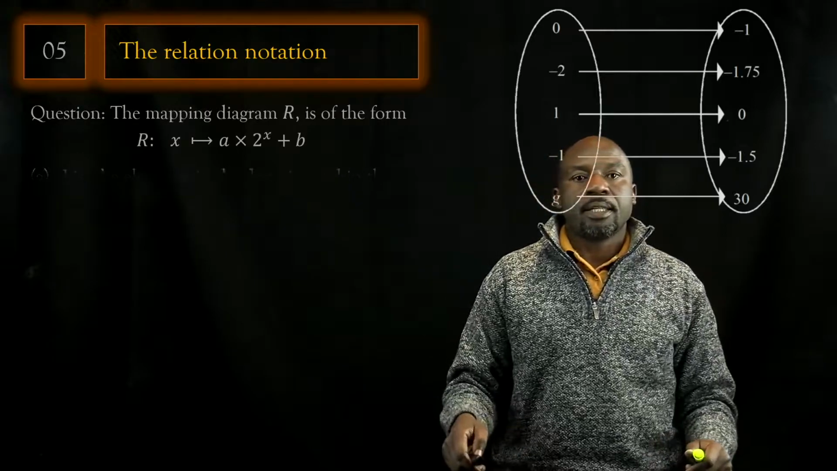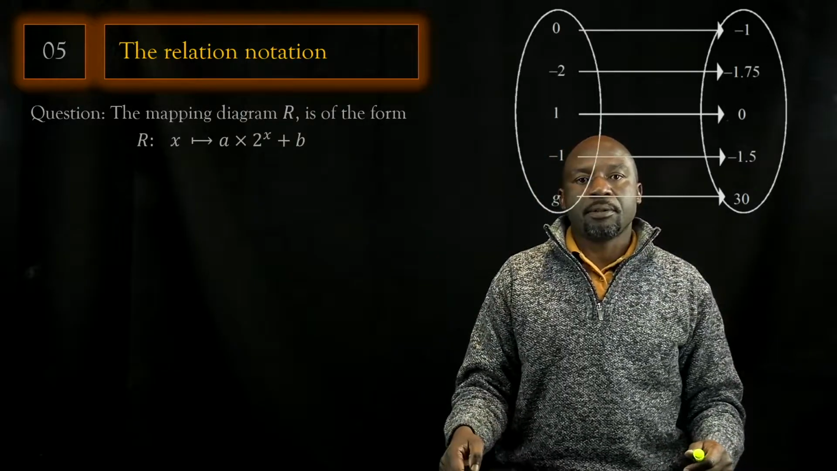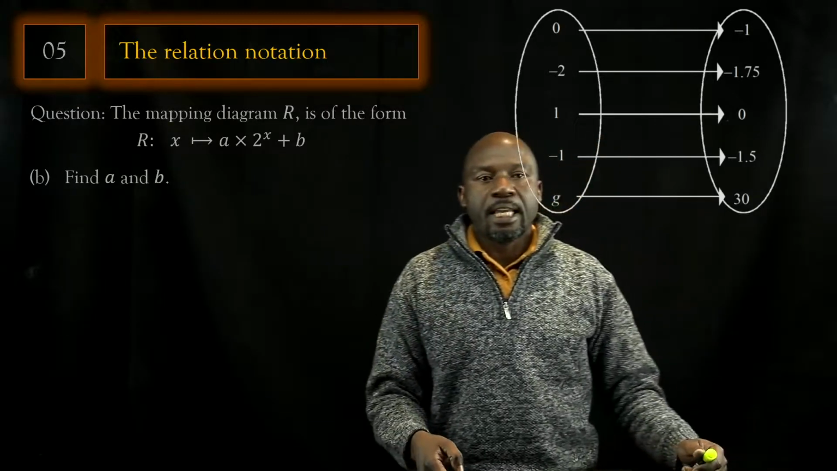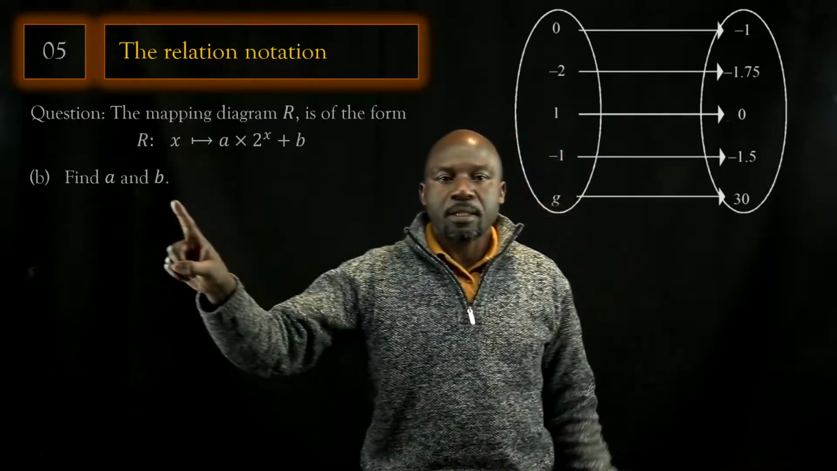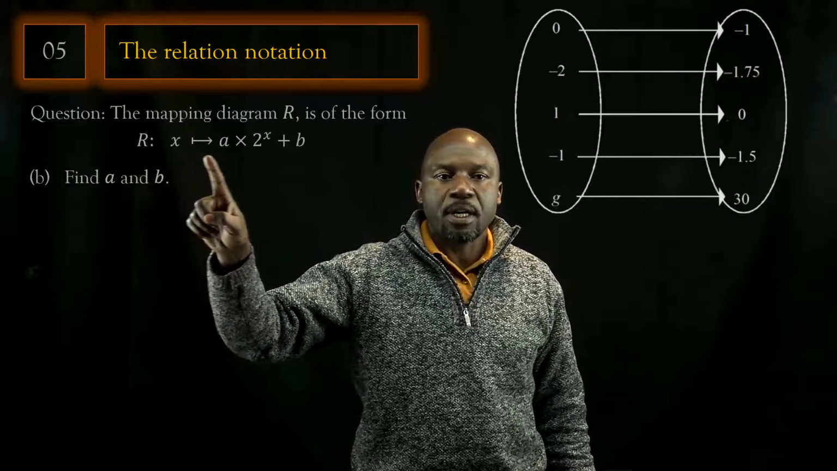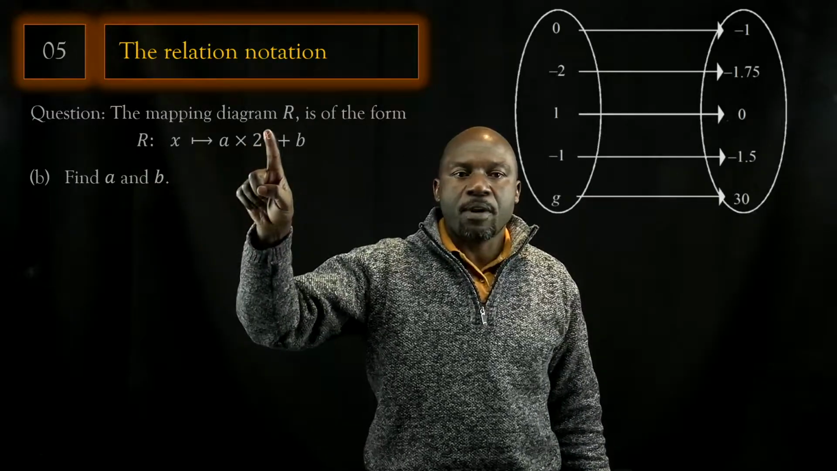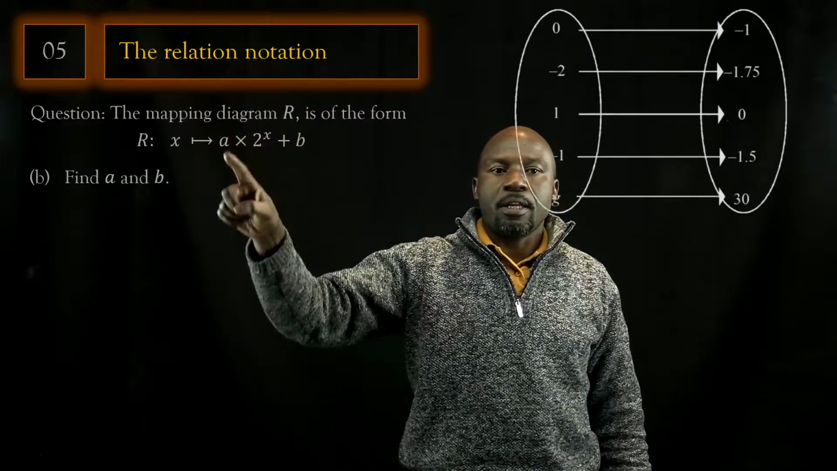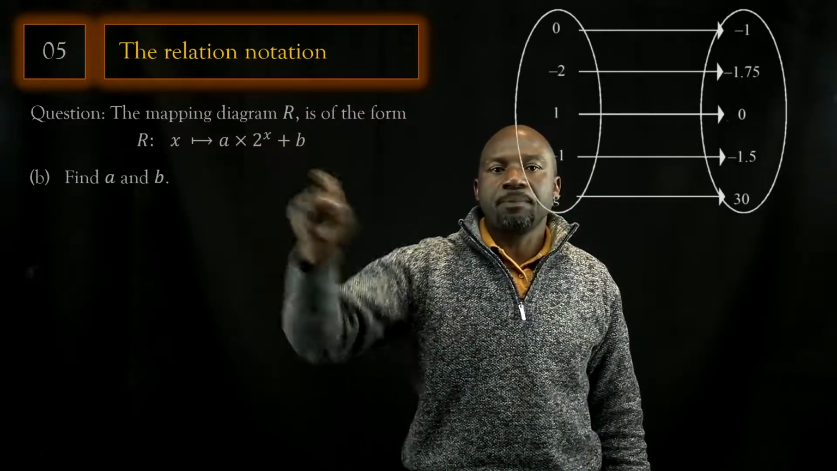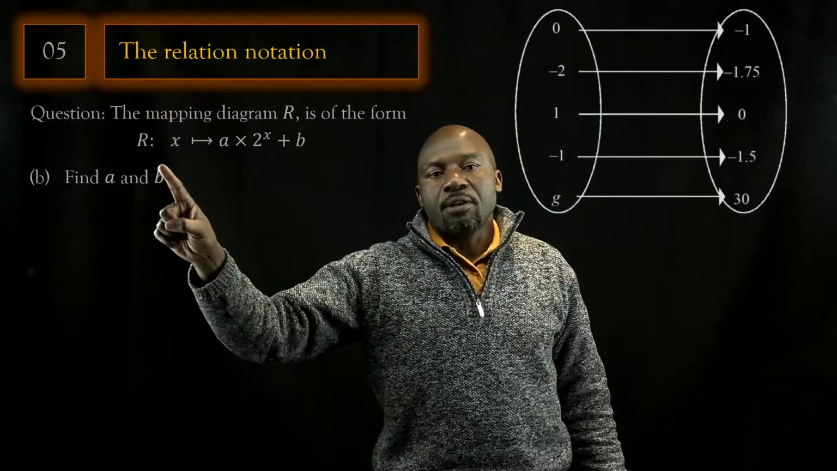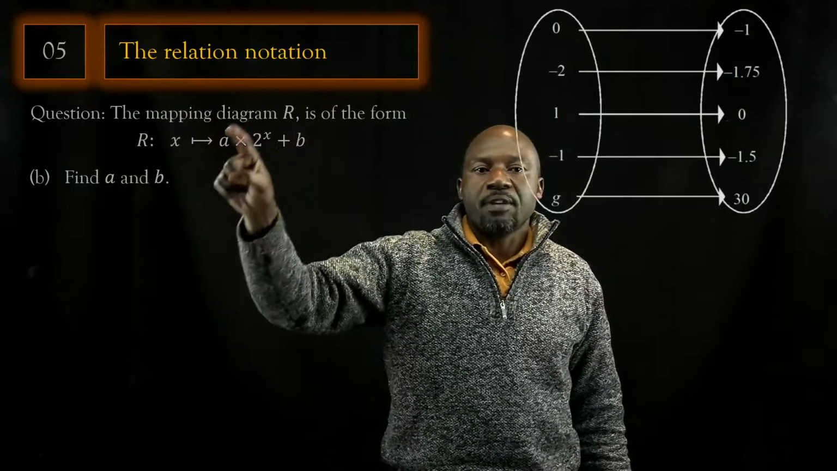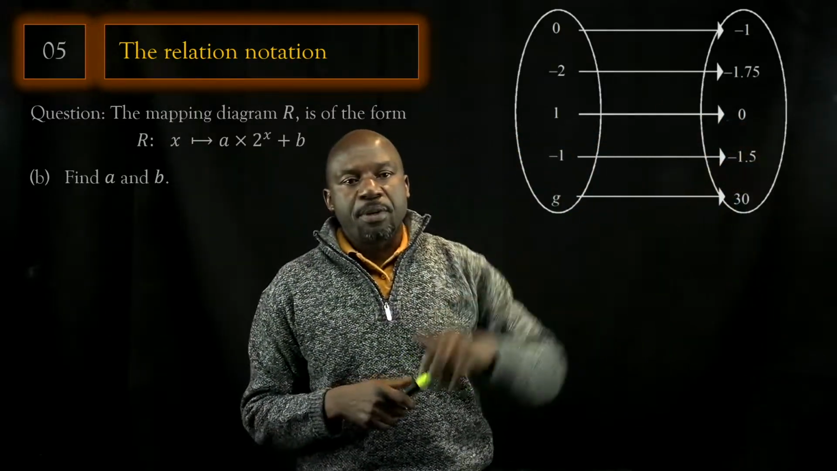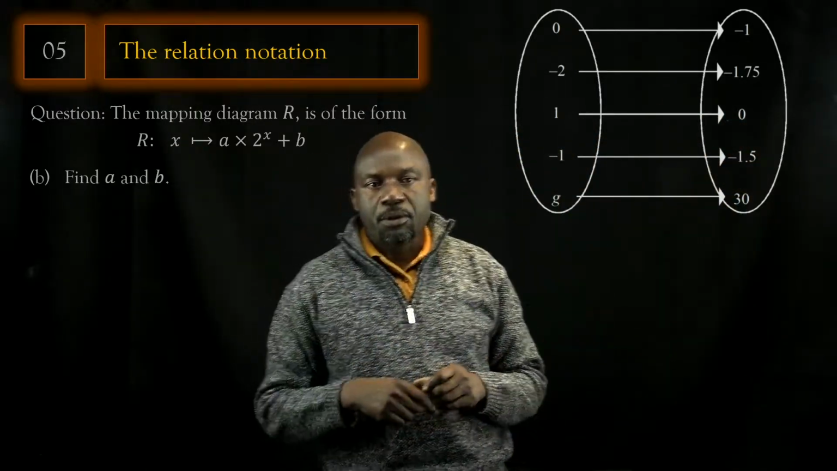The next part is for us to find A and B. So now look at this. This is saying R is such that X becomes A times 2 power X plus B. If you look at this clearly, this is an exponential function. So put a value of X in there and you get a value of Y. Now we can make use of our mapping here to help us find the values of A and B.